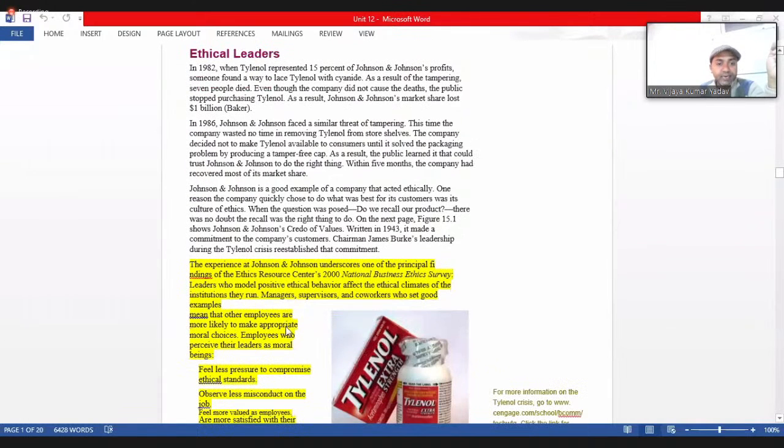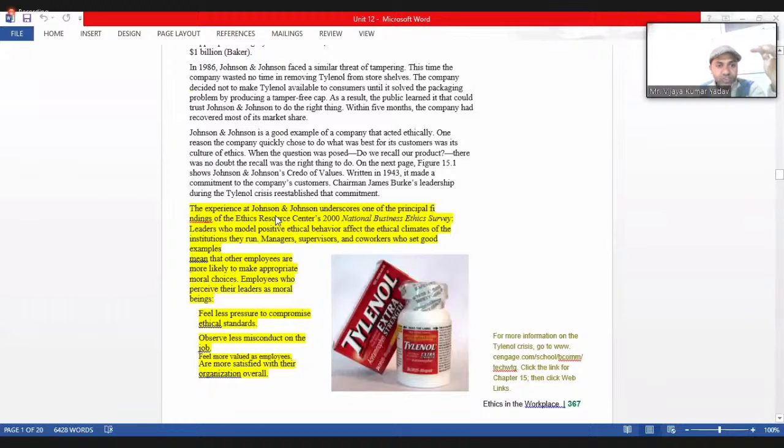Some ethical leaders are given here. The experience at Johnson and Johnson underscores one of the principal findings of the ethics survey. You can read this. Leaders who model positive ethical behavior affect the ethical climate of the institutions they run. Very important thing this is. Suppose you are the head of a certain institution, then you must be the model for others. You have to start acting ethically, and it affects the ethical climate of the whole institution.